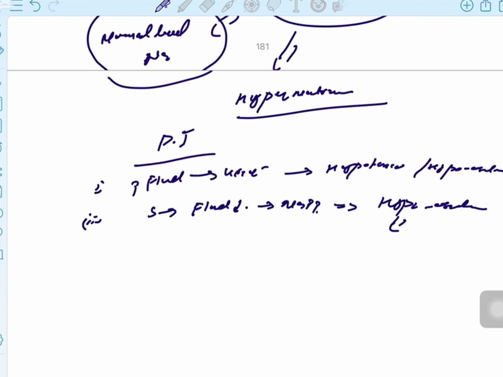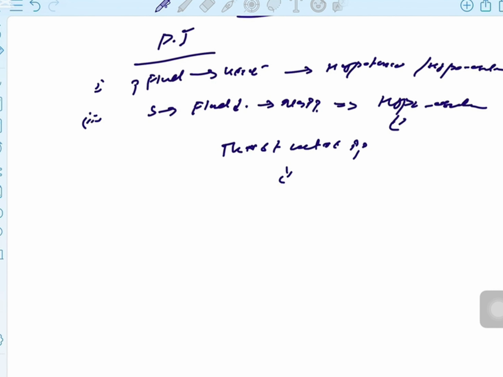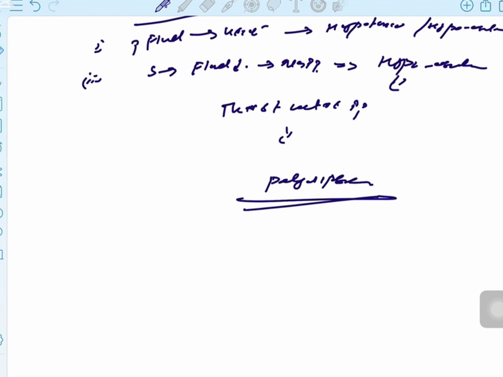This high amount of sodium activates the thirst center. When the thirst center is active, it can lead to polydipsia. So in a patient of diabetes insipidus, you will see polydipsia and polyuria. Many people just say polydipsia, polyuria, but they don't know the mechanism. At least we have to know the mechanism, because if a person knows the normal and abnormal mechanisms, then we can become a good doctor.